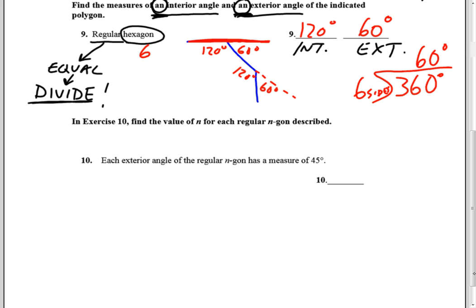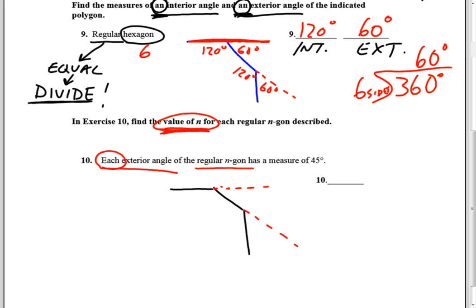Like number 10. Value of n, regular n-gon. I don't know what n is, and that's what I'm looking for. So I can't possibly draw a figure where I don't know the number of sides. But I can draw a couple of sides and put a couple of exterior angle extensions. And this one wants exterior.